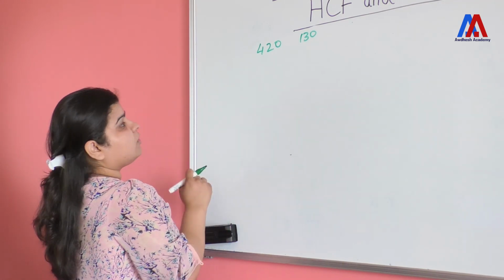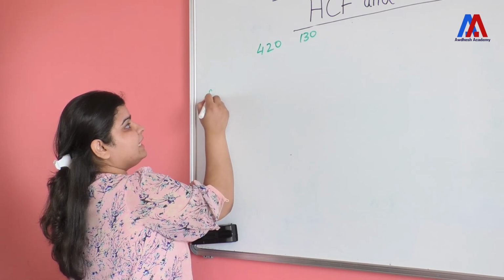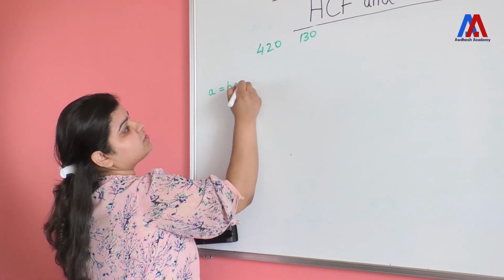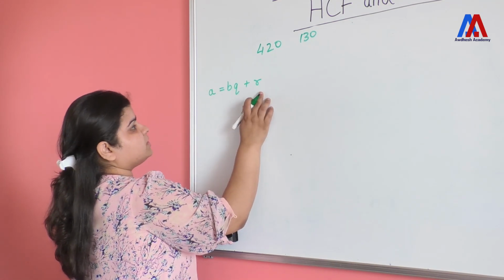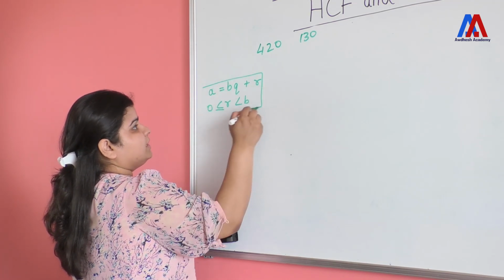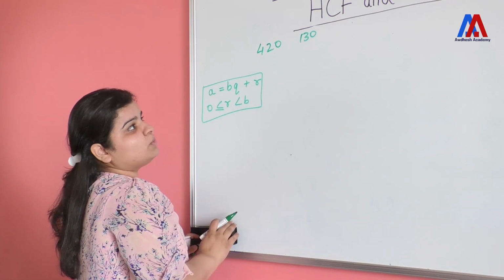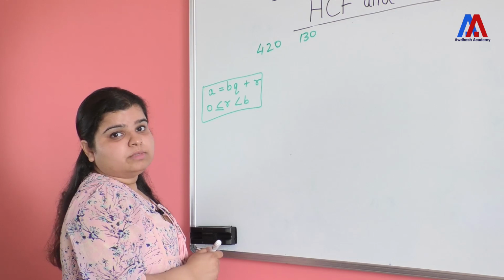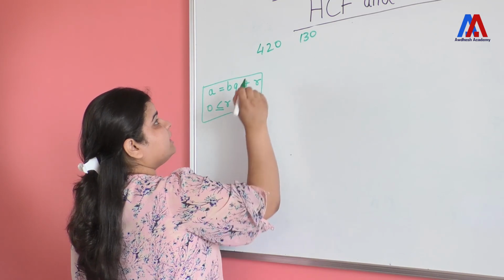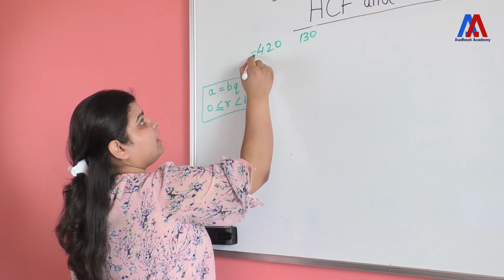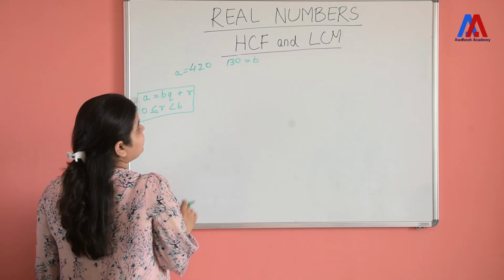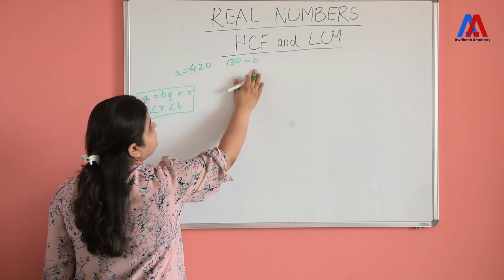Now, let's first recall the Euclid's division lemma, which stated that given two integers a and b, there exist unique integers q and r satisfying this equation, where r is greater than or equal to 0 and less than b. This was the Euclid's division lemma. So, the first step of the Euclid's division algorithm is to apply the Euclid's division lemma given the two numbers. Here, the larger of the two numbers will be our a and the smaller will be our b. So, we have a equal to 420 and b equal to 130.